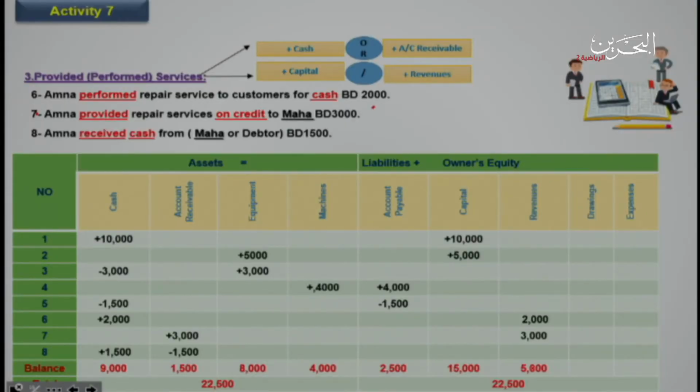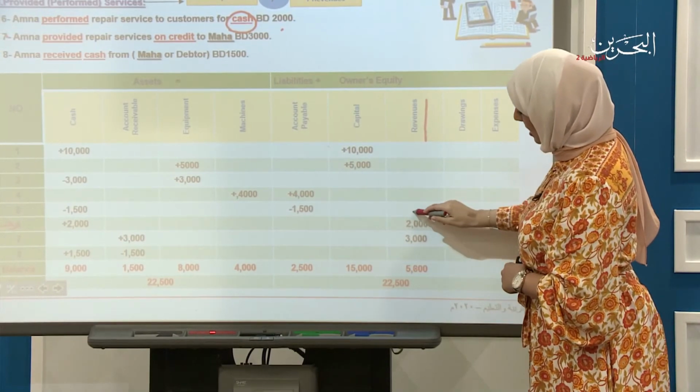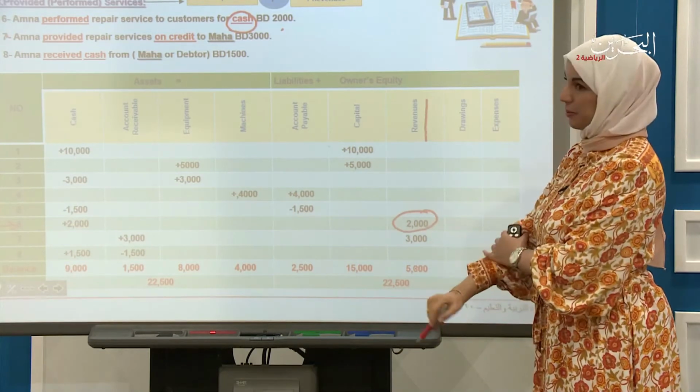Moving to the third transaction or the third effect, providing or performing a service. Let us take an example. Amna performs a repair service to a customer for cash. When I perform a service, I will get a revenue. So the revenue for my company will increase. Coming to the sixth transaction, if the revenue for my company increases, I will come to the owner equity section under the revenue section and increase it by 2,000.